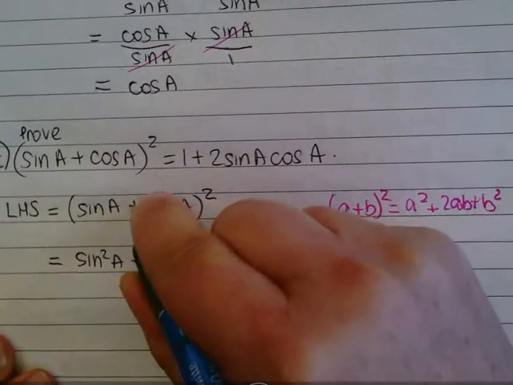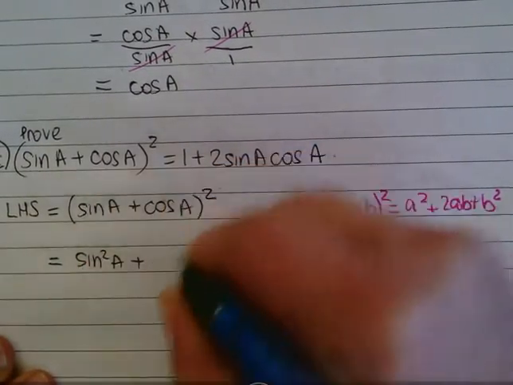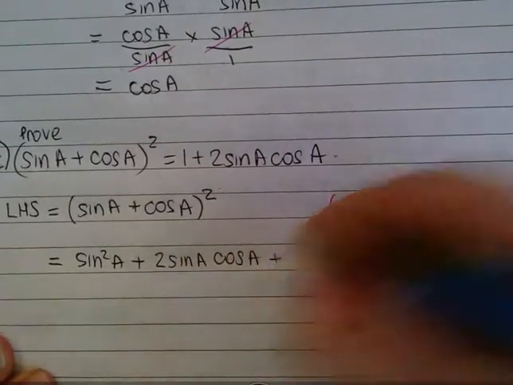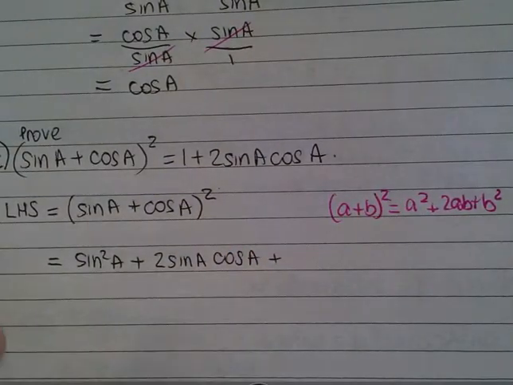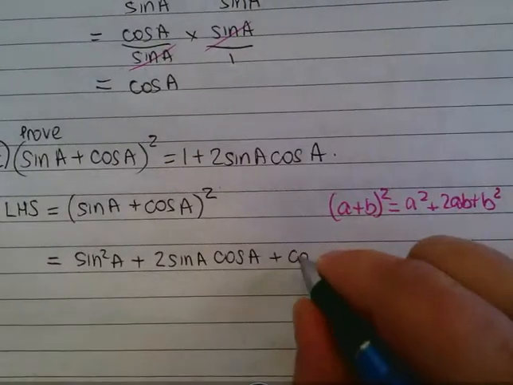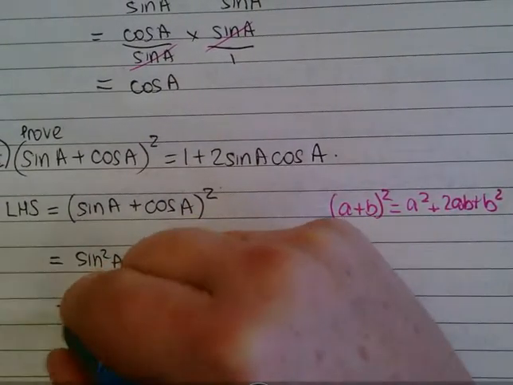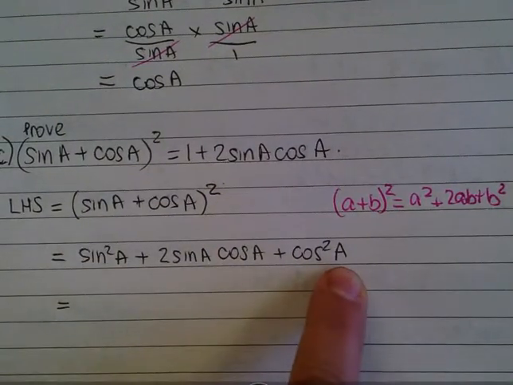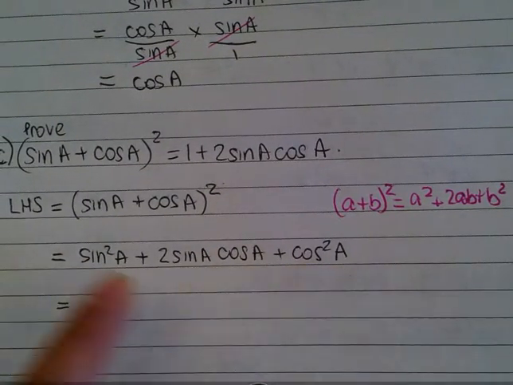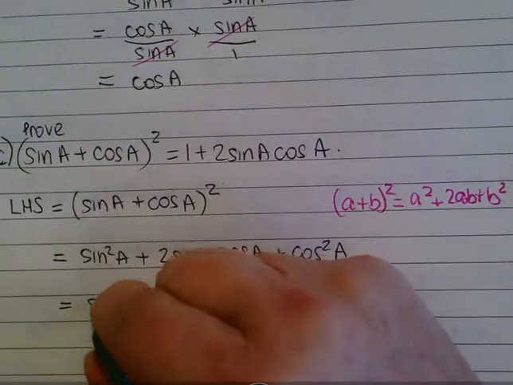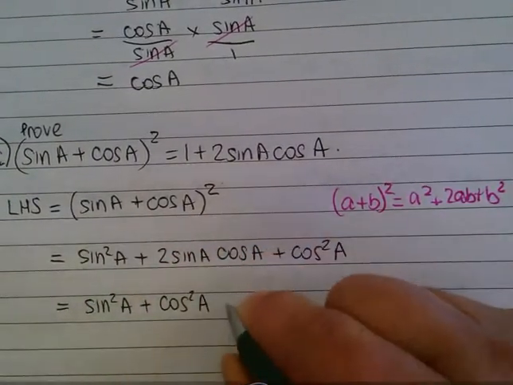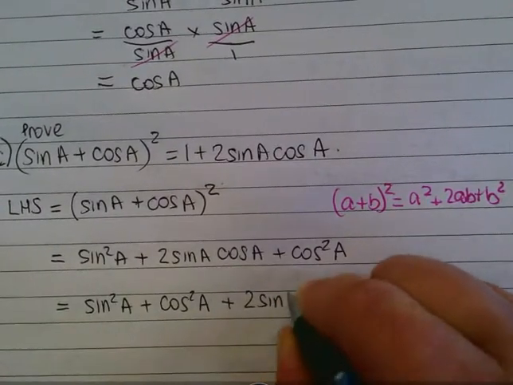Remember, we use everything. Plus 2 times that, plus the last one squared. Then what should you group together? What's sine squared plus cos squared? Yeah. So what I'm doing, sine squared A plus cos squared A, I'm just rearranging them.